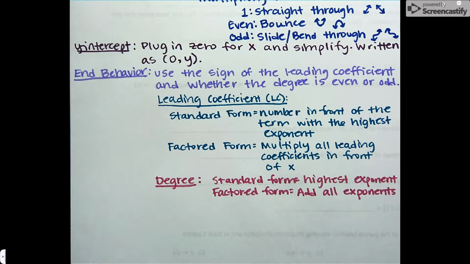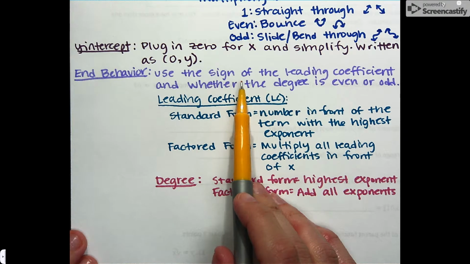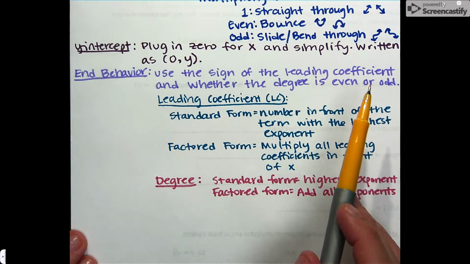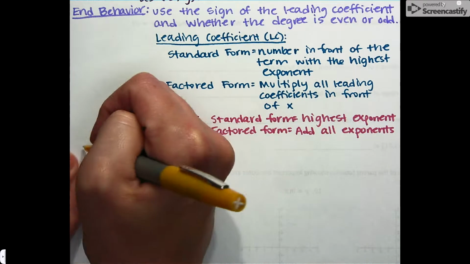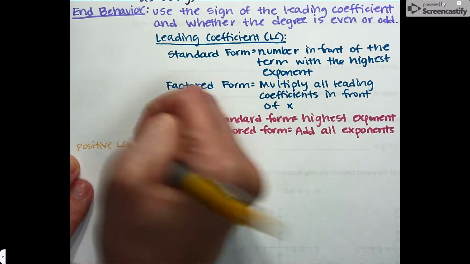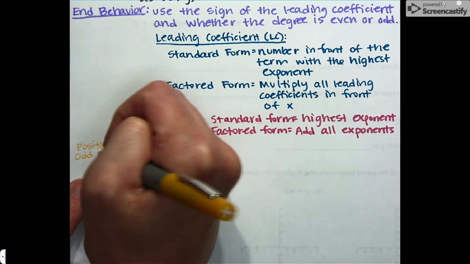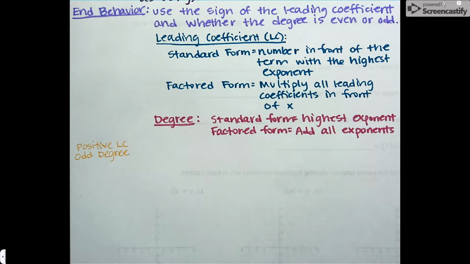Okay, so now that we're back, let's go ahead and review the different types of end behavior. So like I said, when we find end behavior, we're going to find the sign of the leading coefficient and whether the degree is even or odd. So we're going to write down all the different possibilities. If you have a positive leading coefficient, so I'm going to put LC, and then an odd degree. So you go through all of that, you find that it's a positive leading coefficient and it's odd.